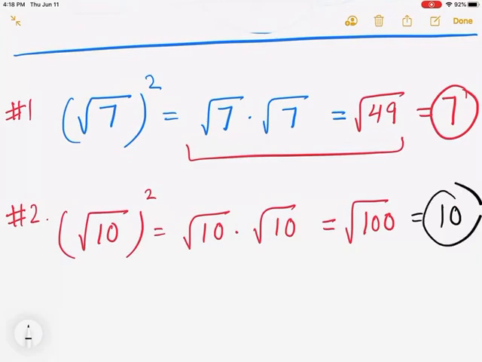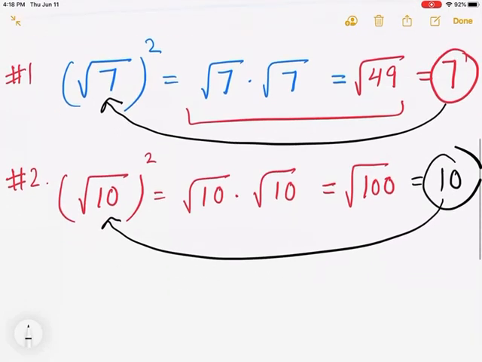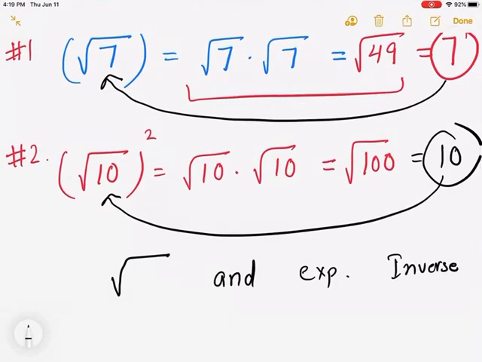If you notice carefully, your answer is nothing else but the number inside the root, isn't it? Here's what happens. The square root, which is this symbol, and the square, which is the exponent, are inverse to each other, so they actually cancel each other. It's just like Tom and Jerry. They crash into each other, canceling each other. Radical, square root, and exponent are inverse to each other.